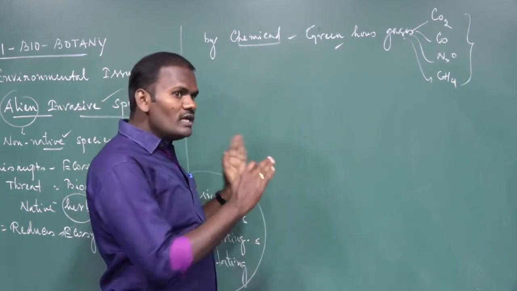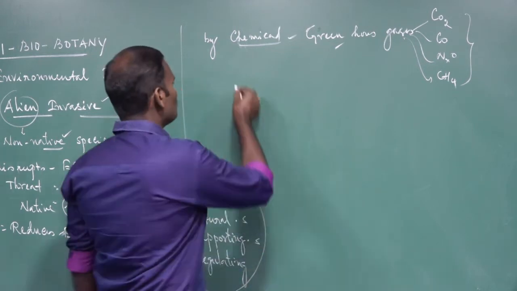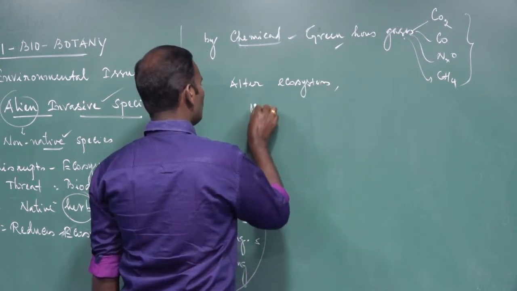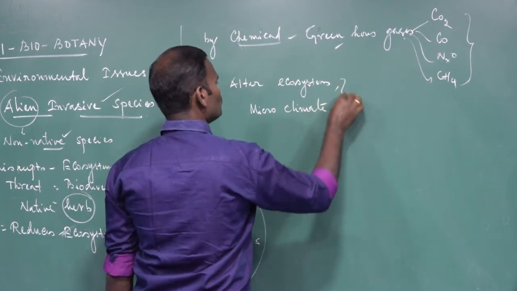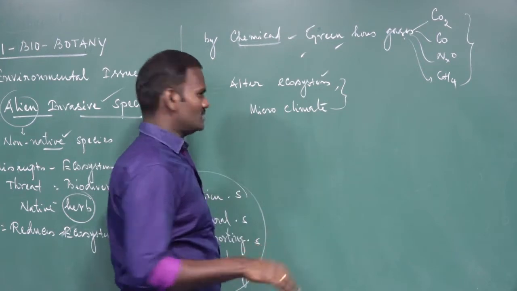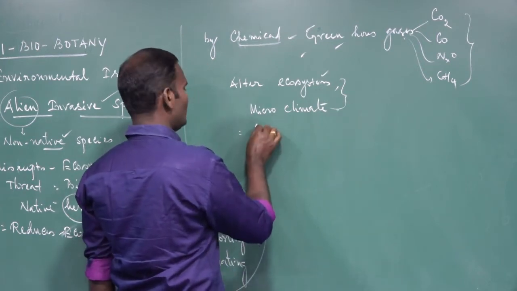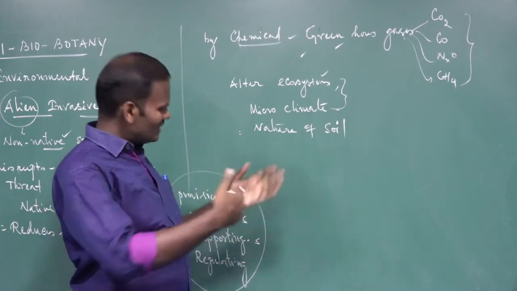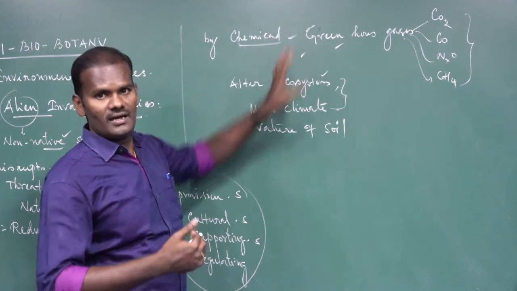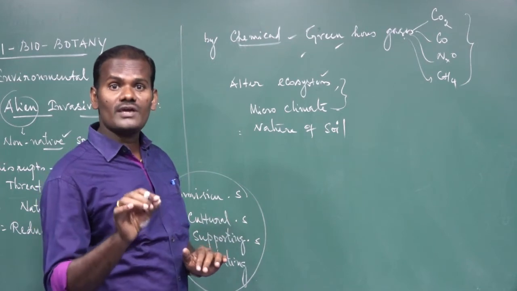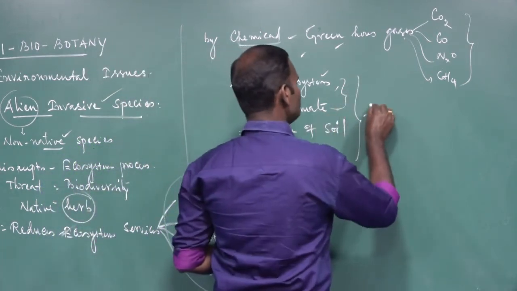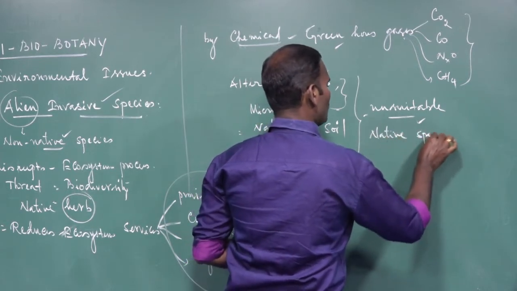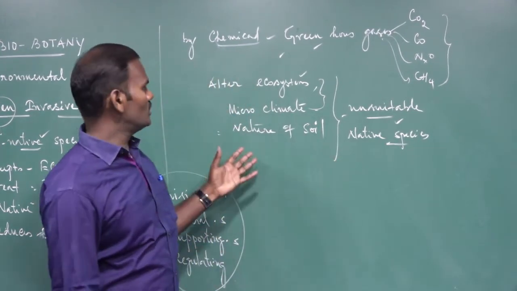And also, these chemical substances slowly alter our ecosystem and also the microclimate condition. Due to these greenhouse gases, the ecosystem services and microclimate condition are altered, and automatically the nature of the soil community also changes. It becomes unsuitable for the growing of our native species. So automatically our native species get eliminated due to these chemical substances.